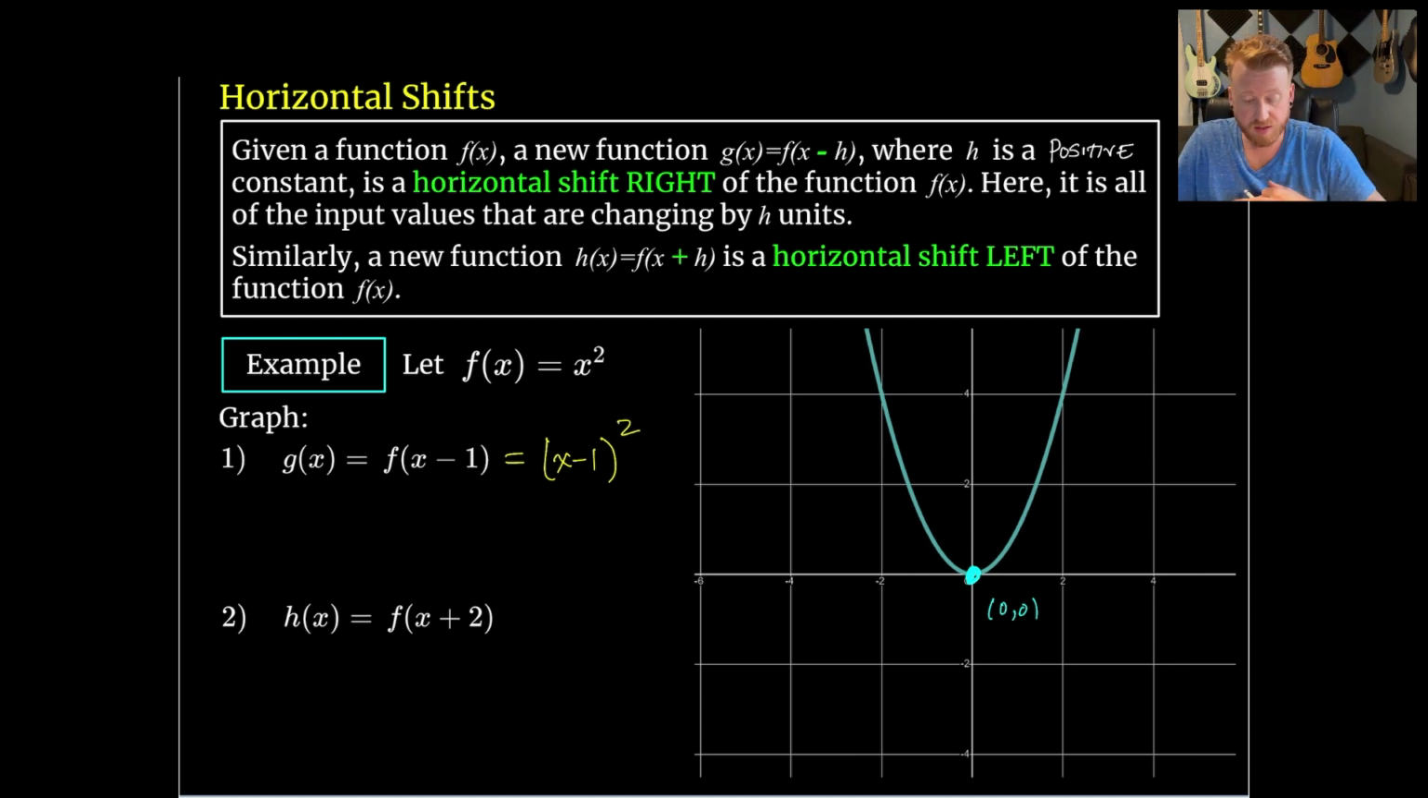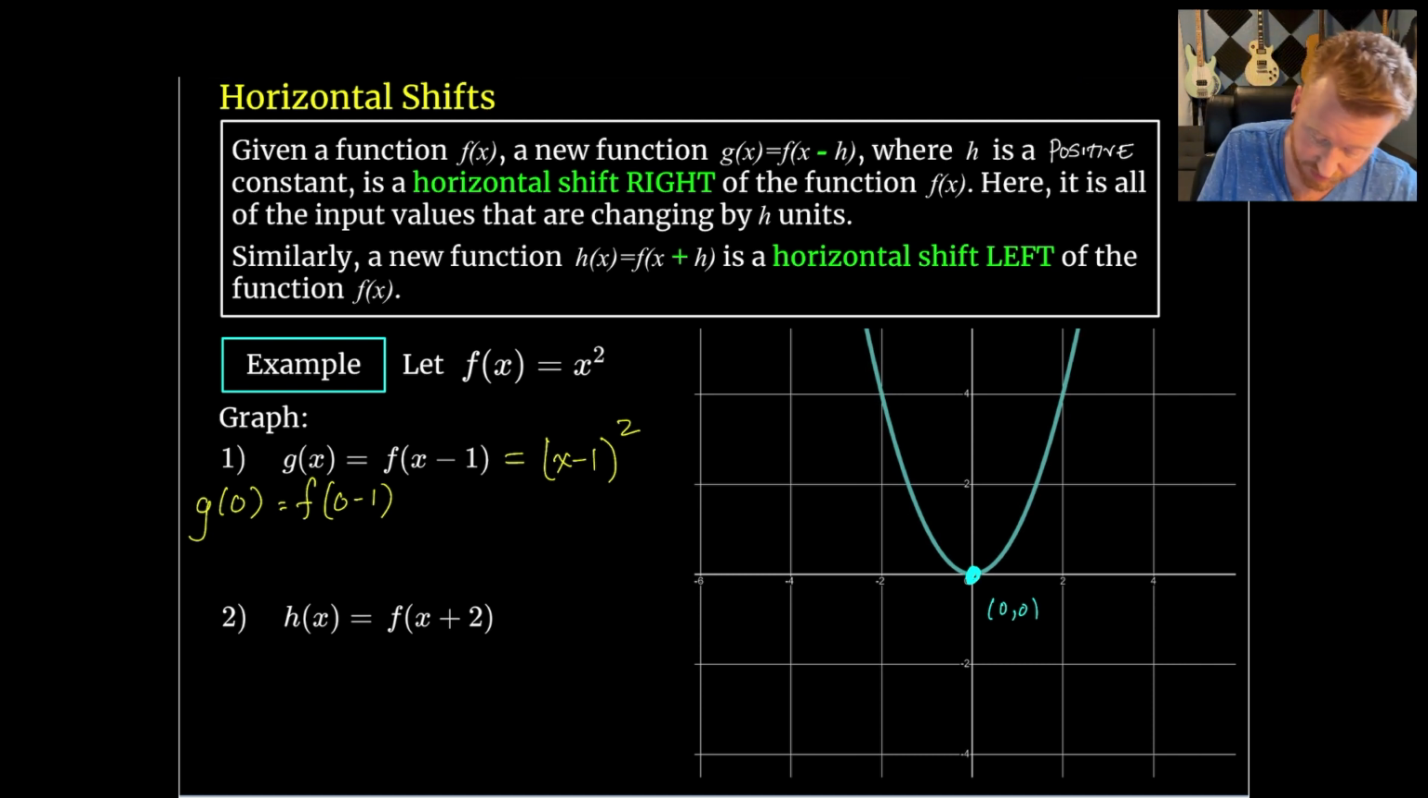So the result here is (x − 1) quantity being squared. So this is what we're going to look at here. If I want to find out what happens to this point 0, well, that's going to be the same as f of 0 minus 1. So we should get the same output as f of negative 1. If I look at f of negative 1, that is at positive 1. So you can already kind of guess that this might get shifted over here. But let's just verify that for sure.